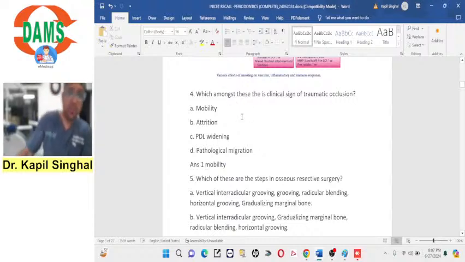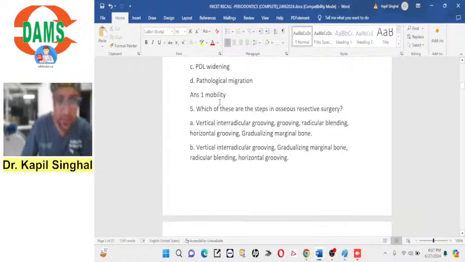Next question is which among these are the clinical signs of traumatic occlusion? So in a traumatic occlusion, clinically there is increased tooth mobility. The clinical sign here is tooth mobility and the radiographic sign is pedial widening. So the correct option here would be tooth mobility.